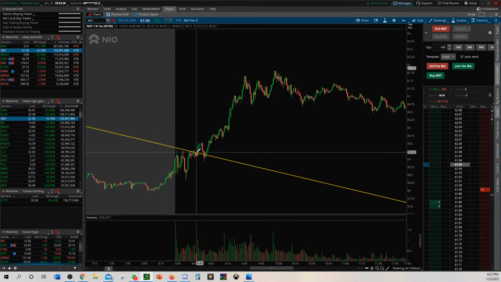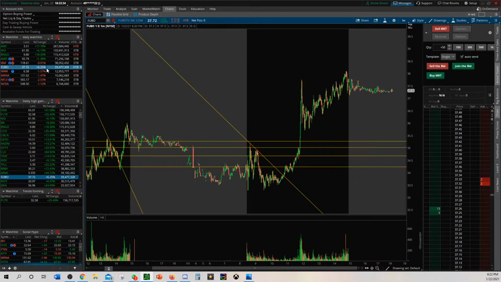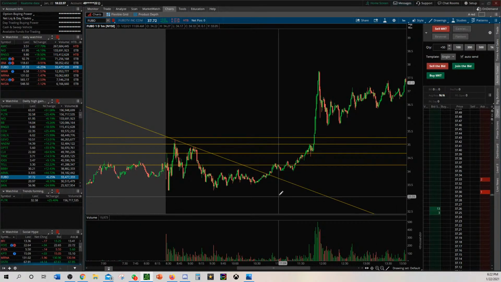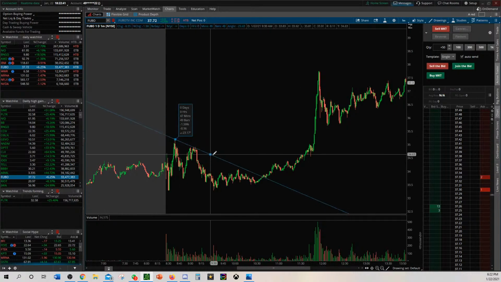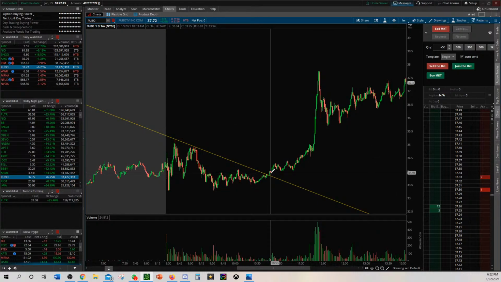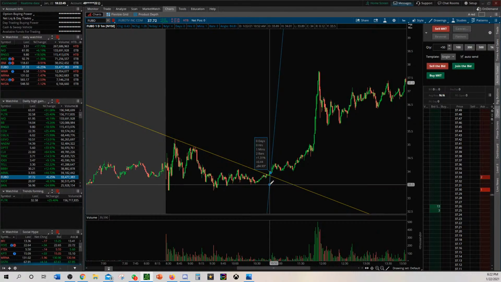That's what I'm trying to say: all I do is look up what my risk is. Let's do another trade. For example, Fubo. I see there's a really nice trend break here, so I want to enter here. I look up what my risk is, and it's about 44 cents.